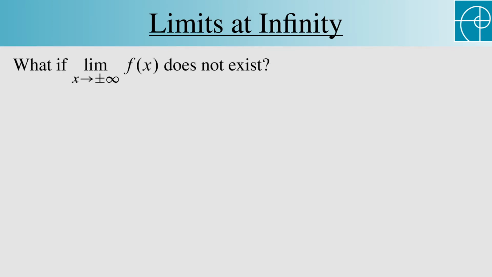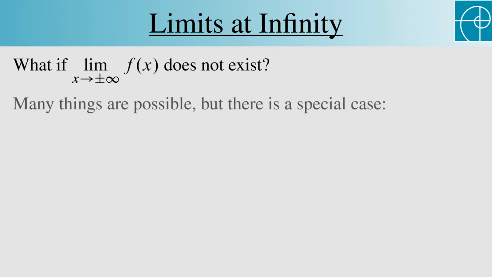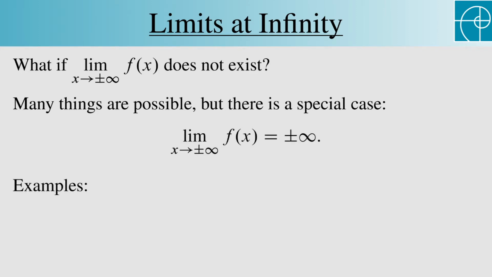But what if this limit doesn't exist? Just as with the case of a limit at a real number, many things are possible, but there's a special case where the limit's equal to plus or minus infinity. Some examples we know of because we know what the graphs look like. For example, e to the x, which goes to infinity as x goes to infinity, 7 minus x squared, which goes to negative infinity as x goes to either plus or minus infinity.